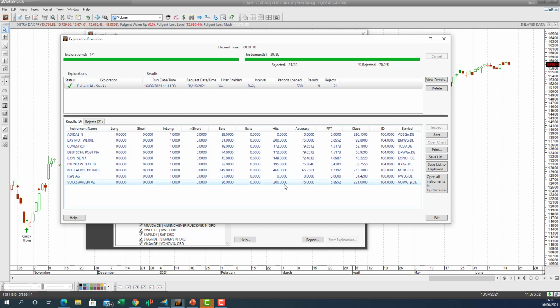Now hits here, this tells you how many times in the testing period the AI found a signal, a valid signal, a high probability signal, a profitable signal. So there's 200 times in the testing period, 75% accuracy, 5.8% is the average profit. 172 times, 79% accuracy, 4.5% profit.